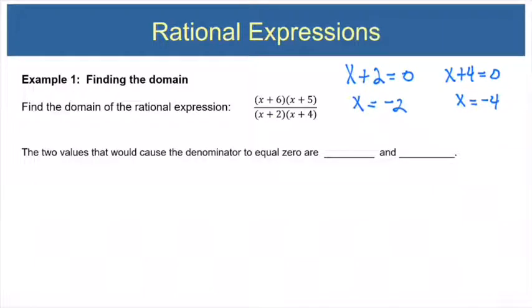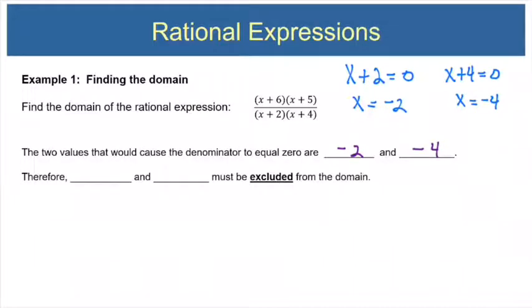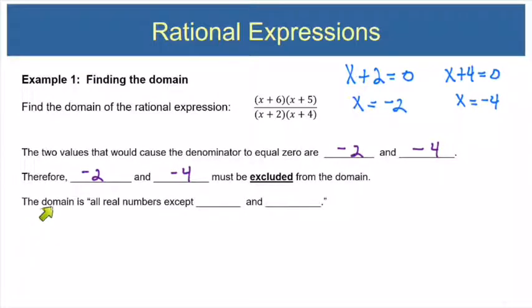So the two values that would cause the denominator to equal 0 are negative 2 and negative 4, and therefore negative 2 and negative 4 must be excluded from the domain. That is, we can't let x equal either one of those numbers. And so another way to say that is that the domain includes all real numbers except negative 2 and negative 4. Now this is how we would write it in set builder notation, which is a kind of shorthand way to describe a set of numbers.